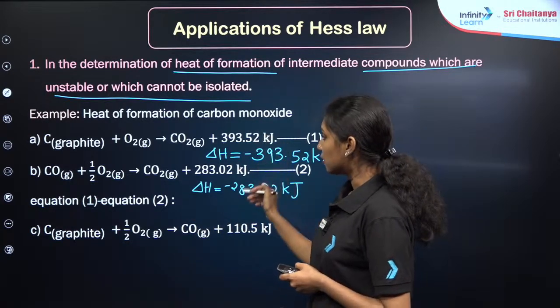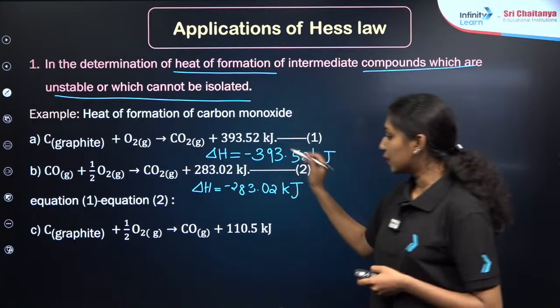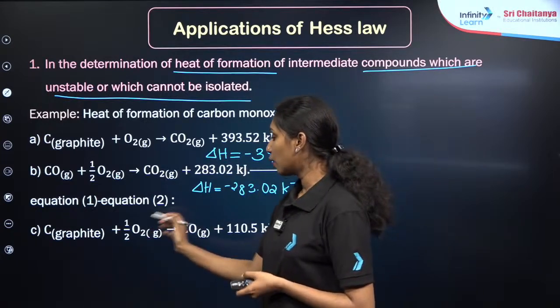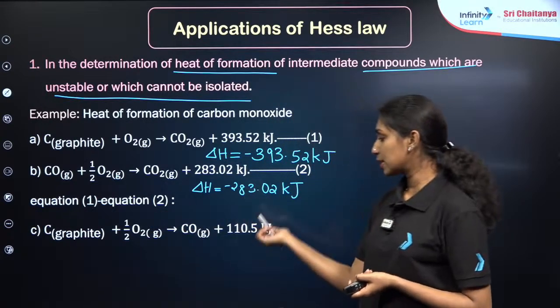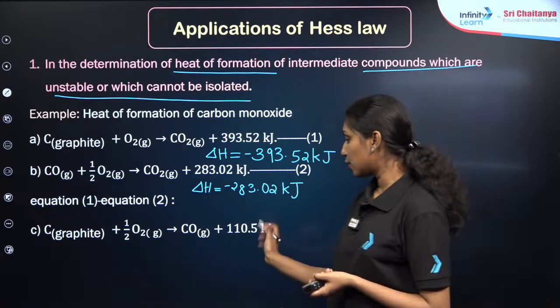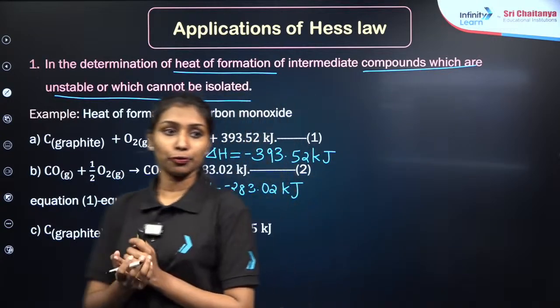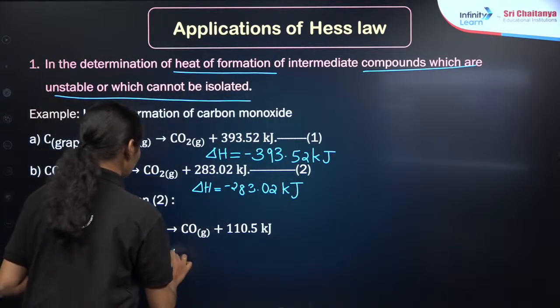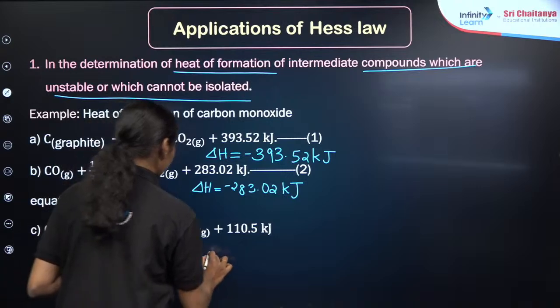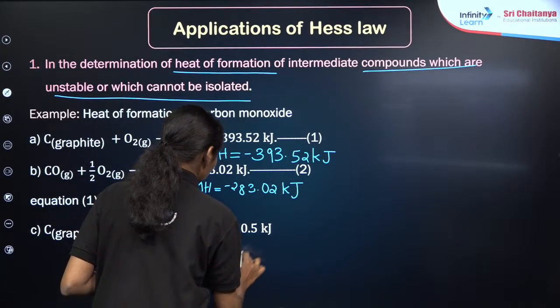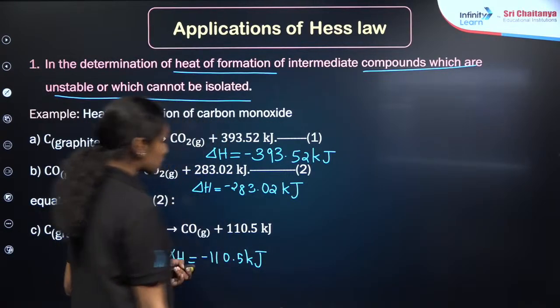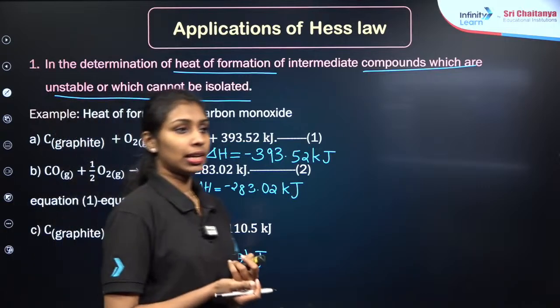You can just try it over. You will get that C graphite plus half O2 gas gives carbon monoxide gas having a delta H value of minus 110.5 kilojoule. Delta H will be minus 110.5 kilojoule, which means that this will be an exothermic reaction. Clear?